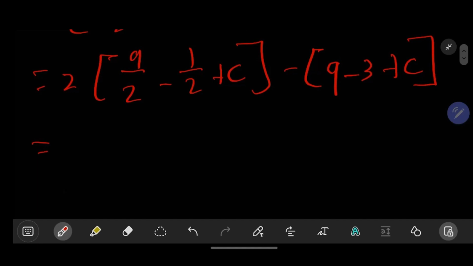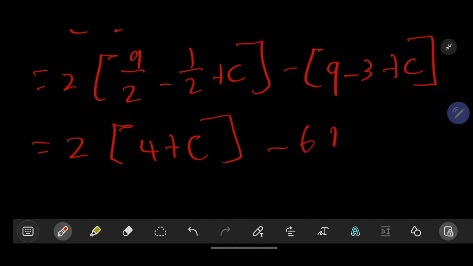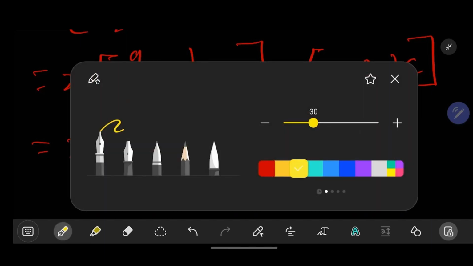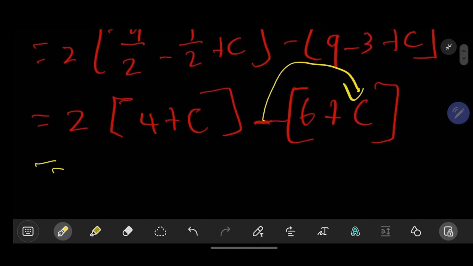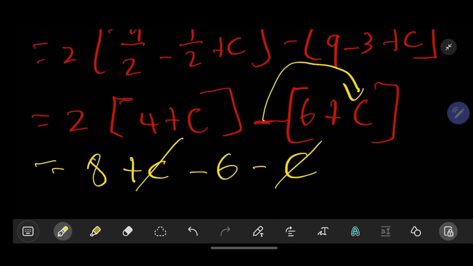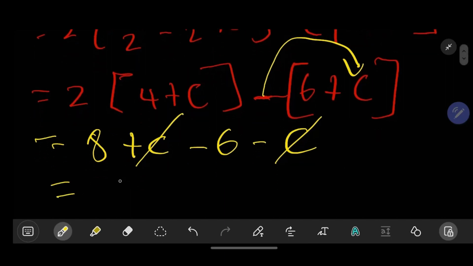And now we want to get to the point where we have this as 2 into 4 plus c minus 6 plus c. And what are we going to do here? This is a minus. We are going to take the minus and distribute that into this. So we would now have this as 8 plus c minus 6 minus c. The c and c cancel out, so we're left with 2 again. Okay, so that's just to answer the question of why we are not including c in these examples, if you're very curious.